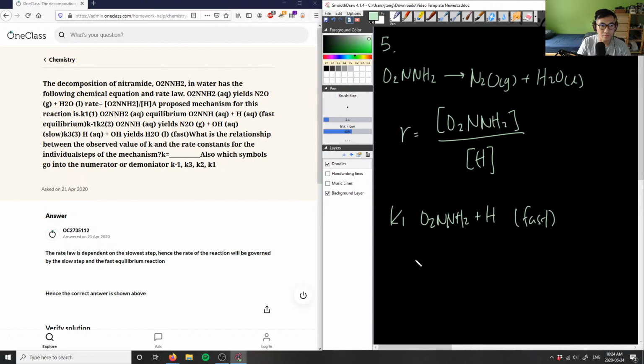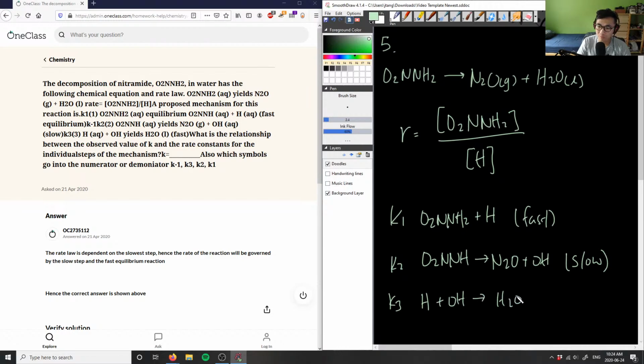And then we have K2, which is O2NNH yields N2O plus OH. And this step is slow. And then finally we have K3, which is H plus OH, which gets H2O, which is a fast reaction.